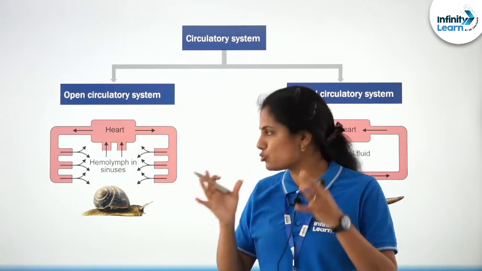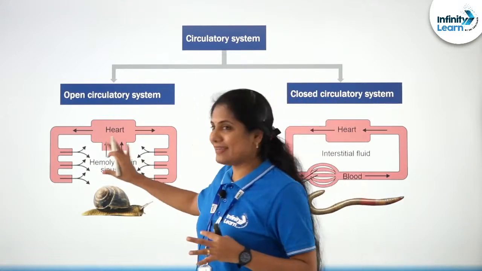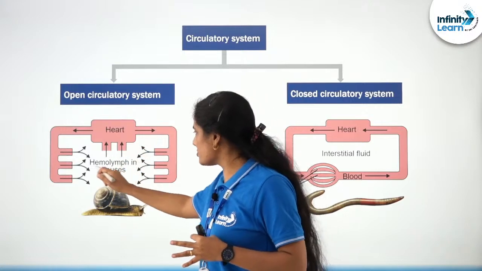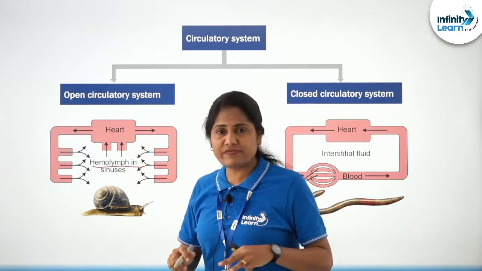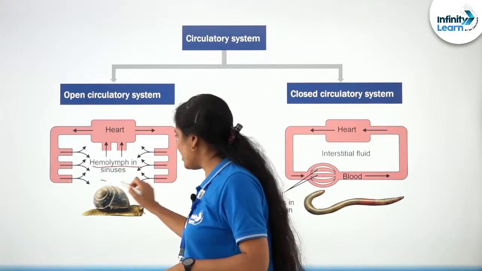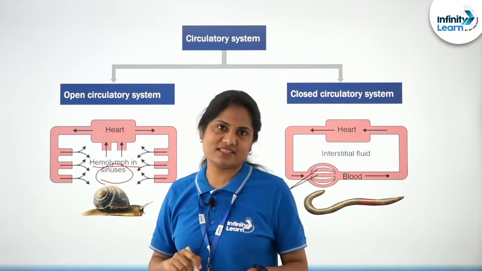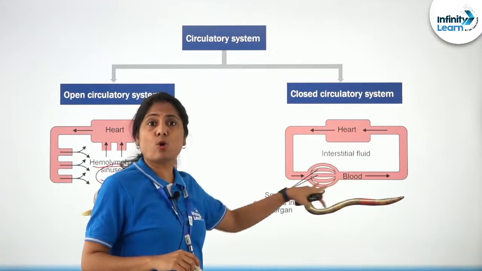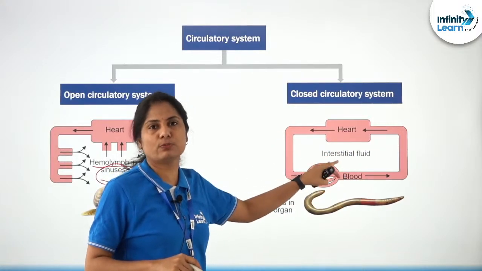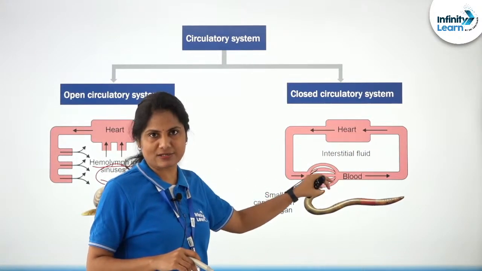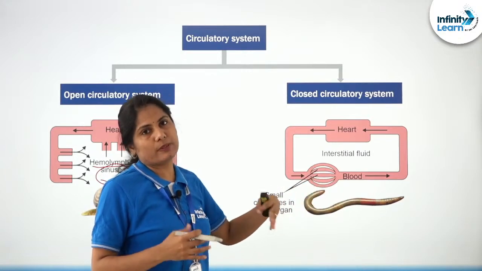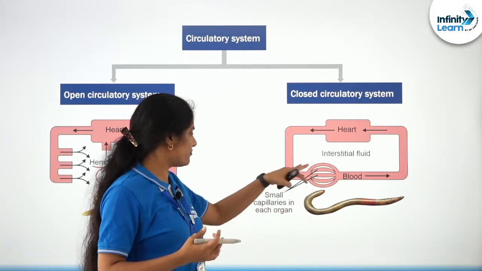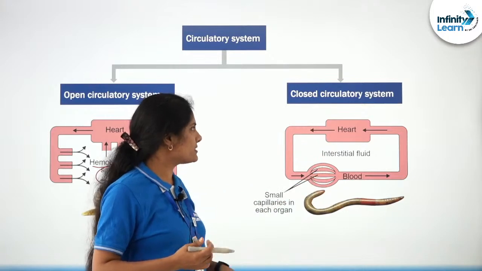The blood flows openly into a cavity called hemocoel, and the blood is what is referred to as the hemolymph. The open spaces are what are called as the sinuses. Sinuses are the open system. Here on the other hand, you see there's a closed network of tubules through which the blood is actually flowing, right? So the pressure can be regulated better, obviously. This is closed circulatory system.